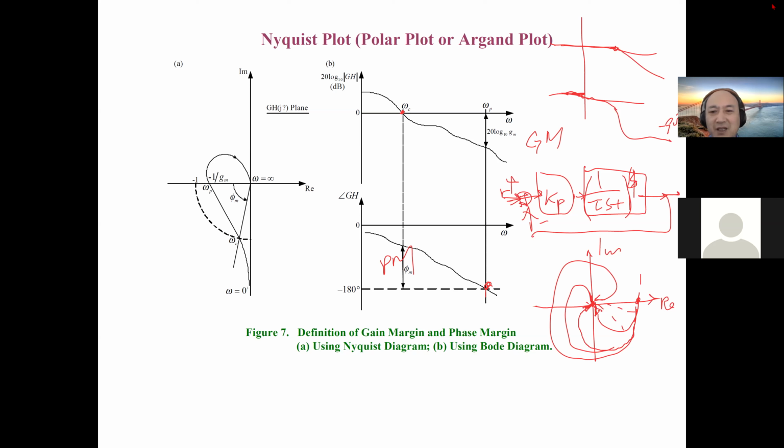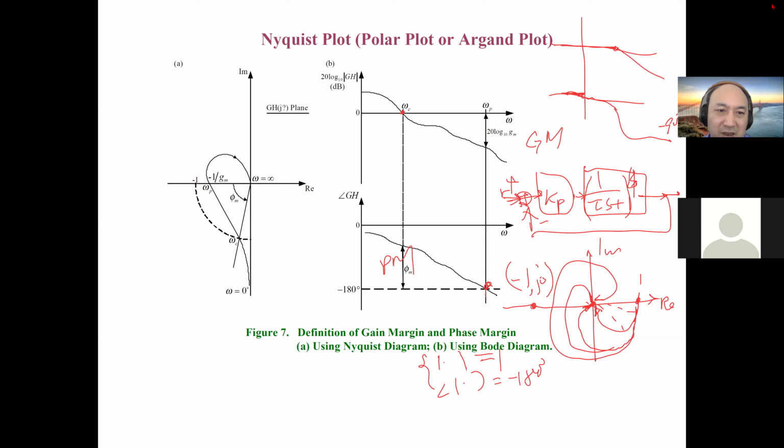Let me see. There is something called the -1 + j0 point. This -1 + j0 point is exactly where you have a magnitude of 1 and a phase angle of -180 degrees. So from here to here is -180 degrees, right? That is the critical point in the Nyquist plot.